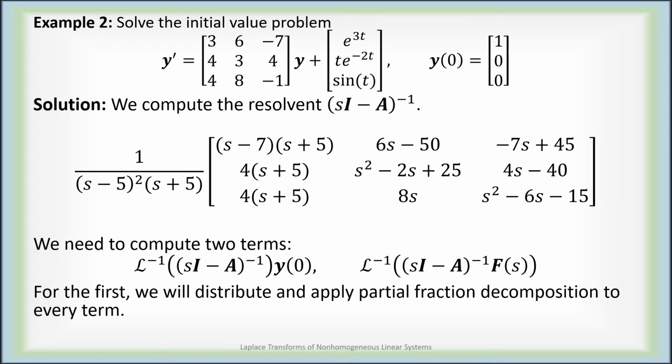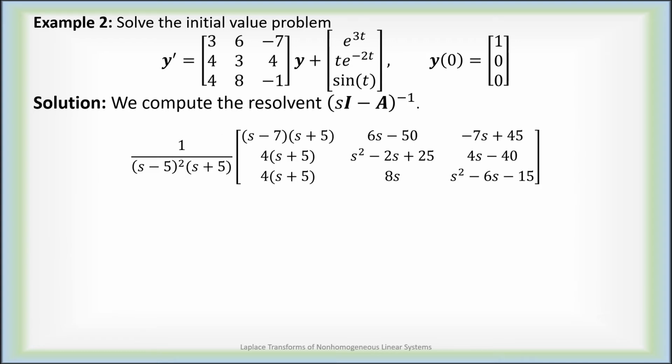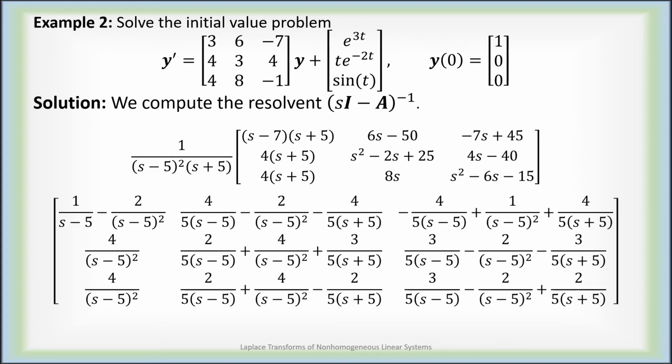So for the first one, we're going to distribute this denominator in and apply partial fraction decomposition to every single term. Then I can just take the inverse Laplace transform directly. So here was our resolvent matrix. If you distribute that denominator in and apply partial fraction decomposition to every single term, here is the giant monstrosity that will result. And hopefully it comes as no surprise that I am not doing this by hand. I used a computer to generate all of these.